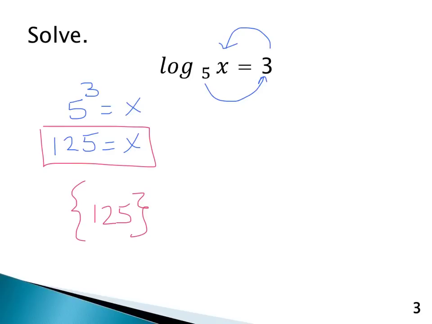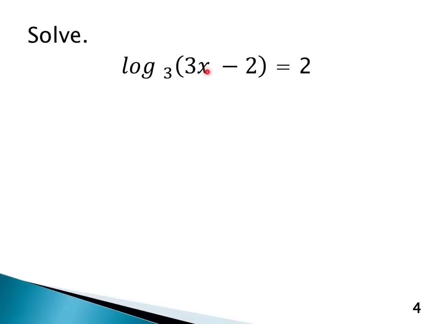When you do that, we like to check our solutions. When we check them in logarithmic equations, you're sticking the 125 in here, which is really saying 5 raised to the 3rd is 125. Yes, that's true. So our solution is 125.